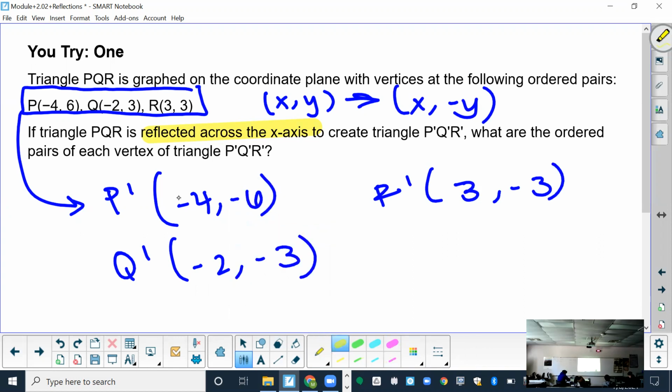All right, and then that's it. These are my answers. I can stop there. I've answered the question. All right. I'll let you guys try the next one completely on your own. So it says try number 2, hexagon JKLMNO. So try number 2. I'll leave this up as an example.